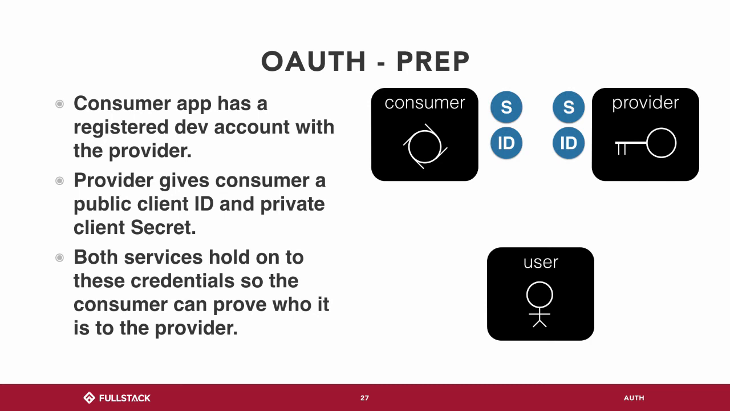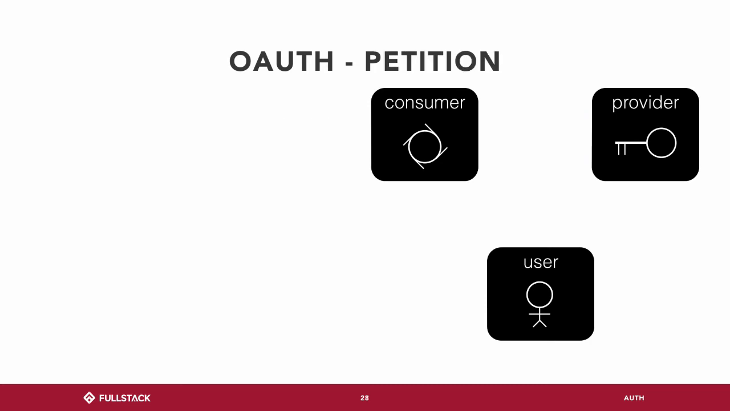So this provider gives us a public client ID and this private client secret, the ID and the S that are up here. And both services hold on to these credentials so that I could always go back and say to the provider, hey, look, it's me. How do you know it's me? Because here's the secret that only the two of us know.